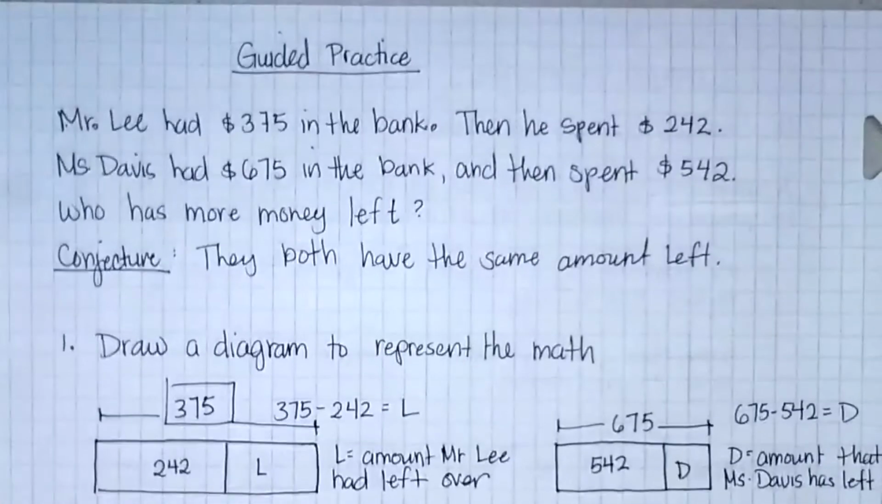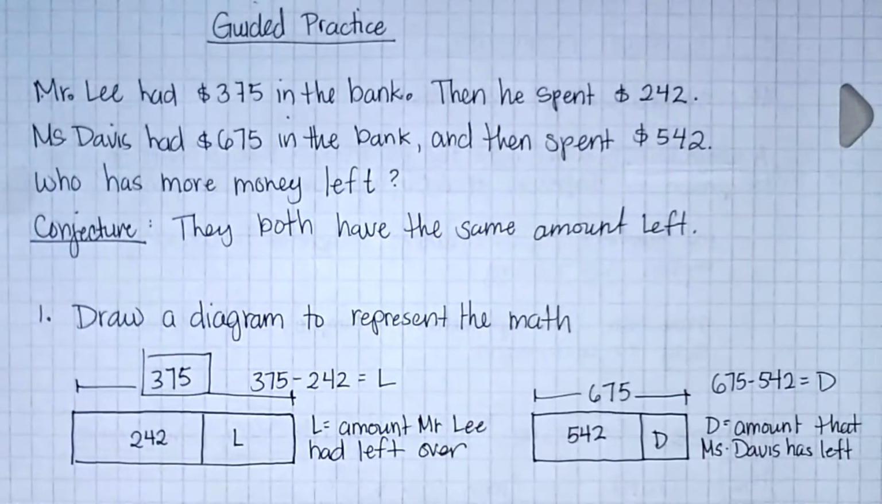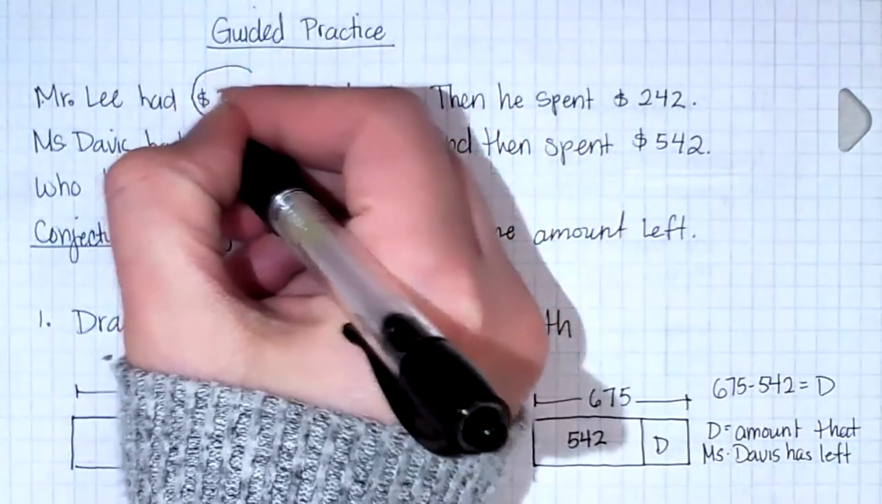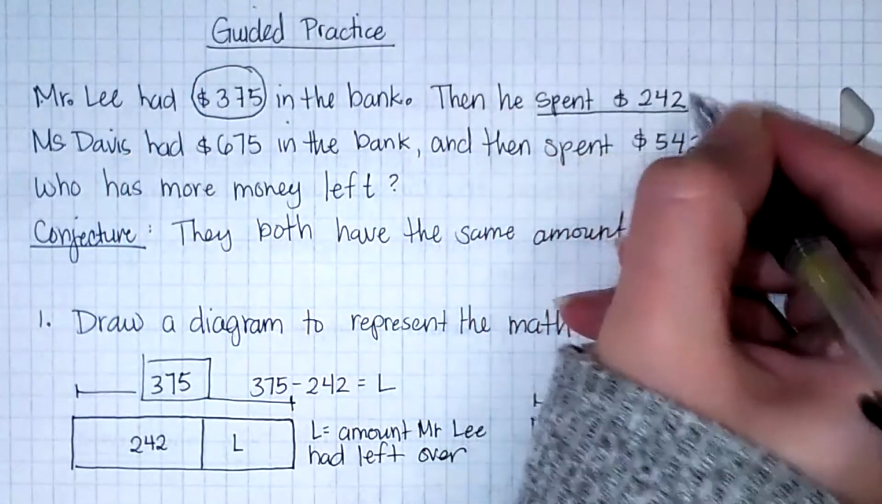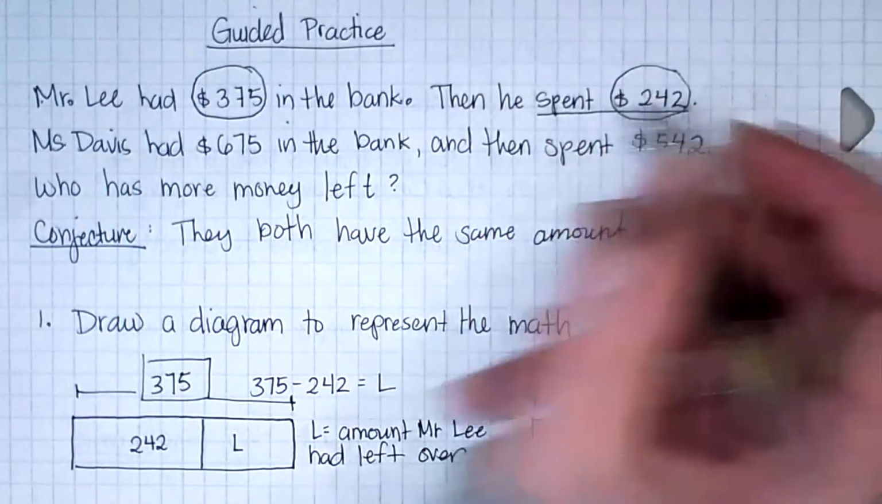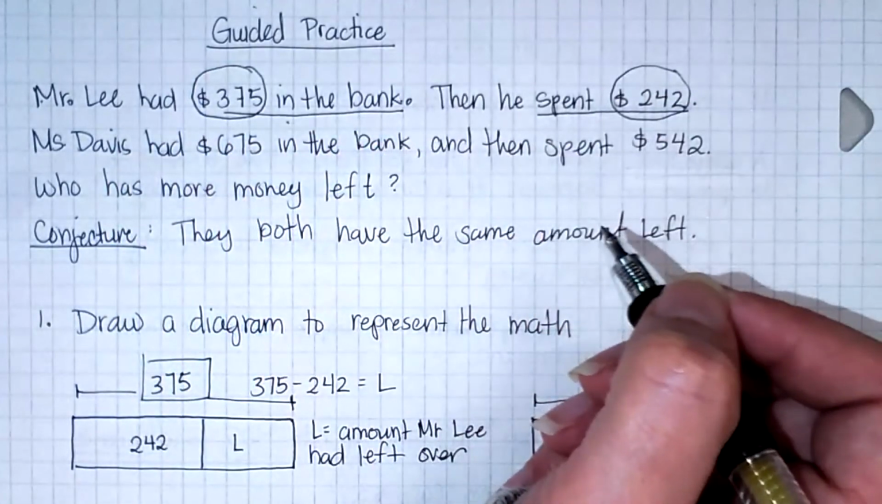All right, let's go ahead and take a look at our guided practice for this lesson. Now, our main story problem over here says Mr. Lee had $375 in the bank. So let's annotate. He spent $242. So 375 in the bank, spent 242.